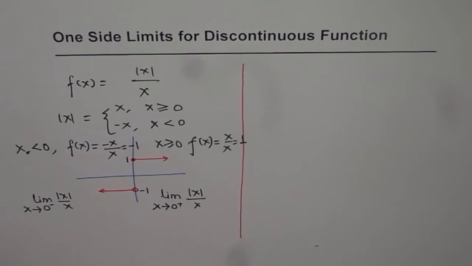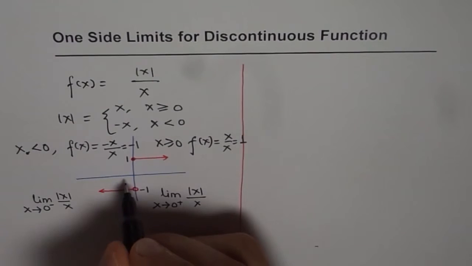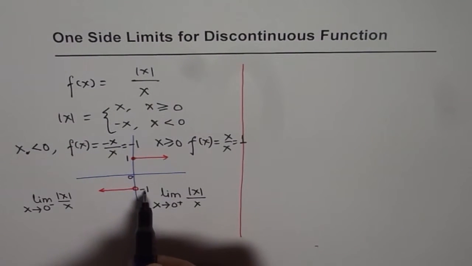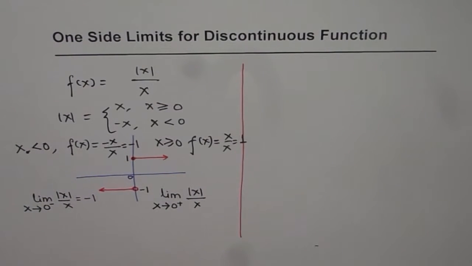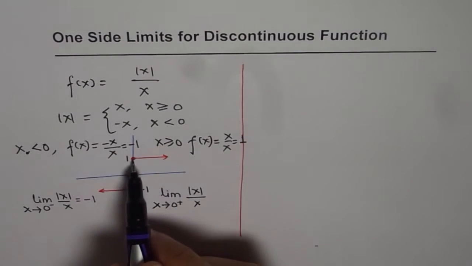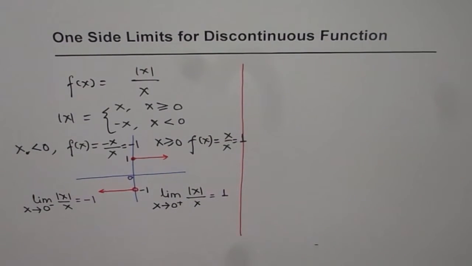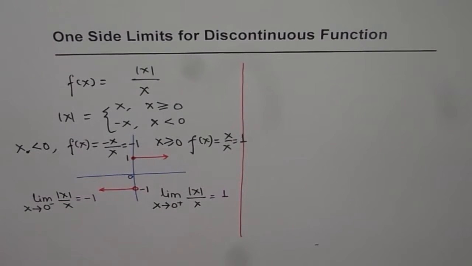Well, it's clear from here that if you're approaching from the left side, this is 0, right? You're approaching 0 from the left side, you're approaching a value minus 1. So this is minus 1. However, if you're approaching 0 from the right side, then the limit is plus 1, you see. So the one-sided limits of the function exist, correct? But the important thing here is both the limits are different.